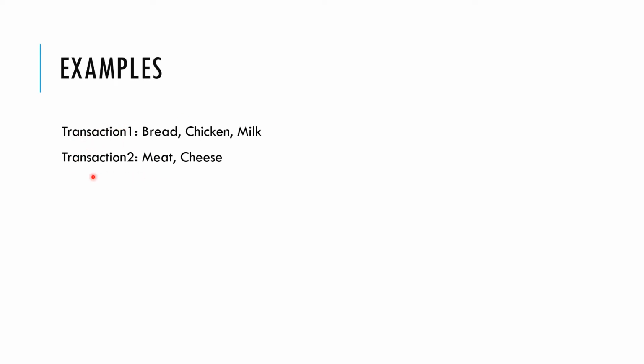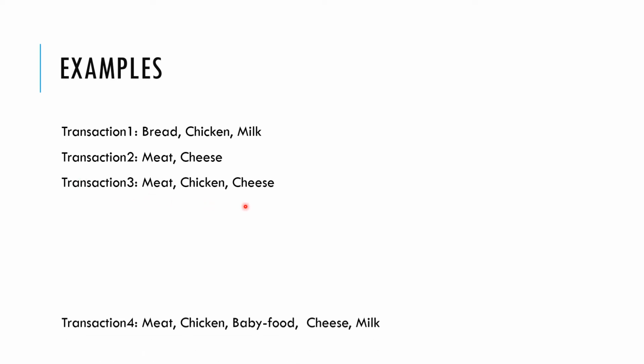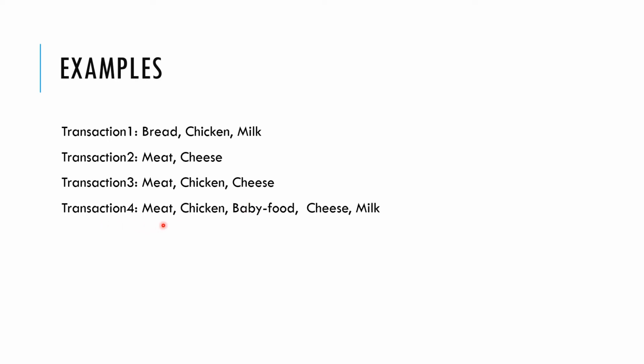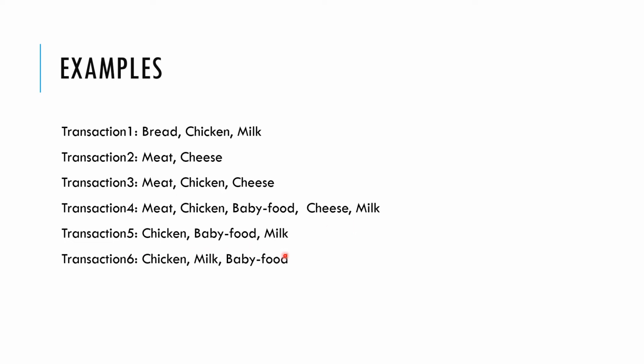Another customer comes and buys meat and cheese together. A third customer comes and buys meat, chicken, and cheese together. A fourth customer comes and buys meat, chicken, baby food, cheese, and milk together. Then the fifth customer comes and buys chicken, baby food, and milk. And in the sixth transaction, you have chicken, milk, and baby food.